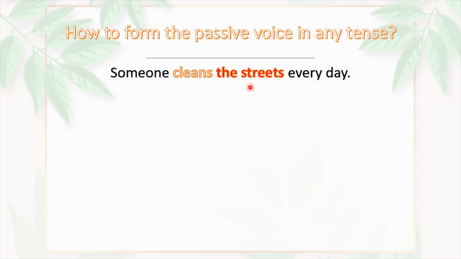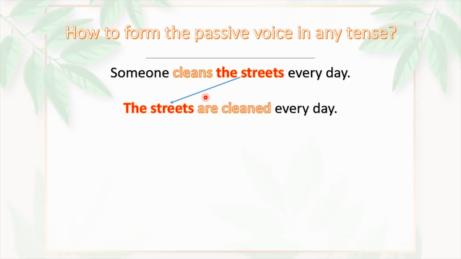So we change the location. We bring the streets to the beginning of the sentence. So it becomes the streets in the beginning. Then we add a suitable be, which is here in this case are, because streets is a plural noun and the original sentence is in the present. So present, plural. So we choose the verb are.